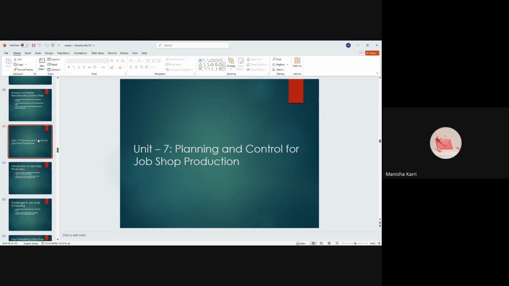Coming to the seventh unit, which is planning and control for job shop production. Here, what is job shop production? Generally, job shop production is a manufacturing setup where products are custom made in small quantities. Each product or batch has unique specifications, requiring flexible planning. Take the example of a workshop that makes custom furniture or specialized machine parts, where each order has different requirements.